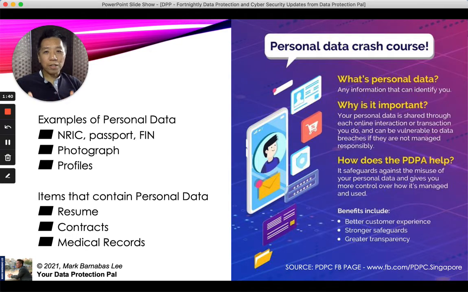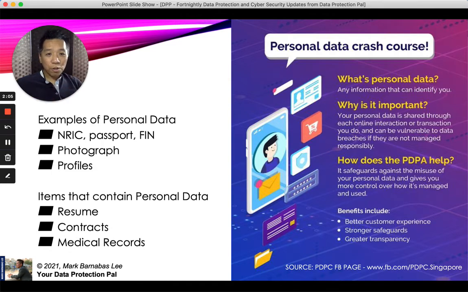It also governs how organizations should collect, use, and disclose personal data with a reasonable purpose. And it gives a lot of benefits for individuals because it gives the right to have better control over their personal data. And therefore, we really need to know about these rights given to all individuals.